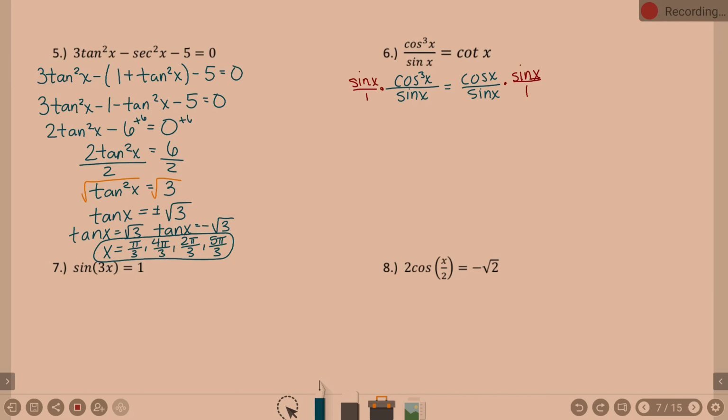On the left, what happens? Okay, sine x cancels, and you're left with cosine cubed x. On the right, what happens? Sine x cancels, and you're left with cosine x, yes? Okay. This looks a little bit more like an equation that we've been dealing with. Solving thoughts?